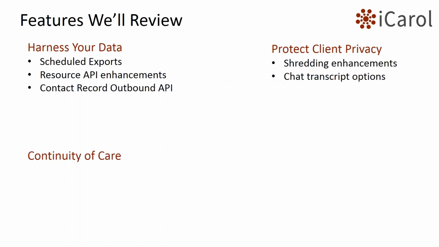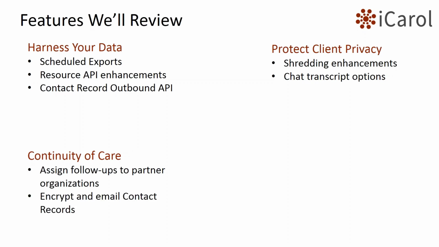We're also going to talk about some features that help with the continuity of care for people in your community that use your service and maybe use other services as well. They're all working together to try to create that continuity of care for clients, such as being able to assign follow-ups to partner organizations that you're partnering with using iCarol, and also encrypting and emailing your contact records from iCarol to someone else directly from within iCarol.